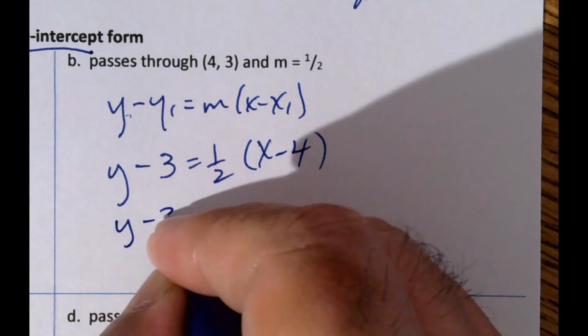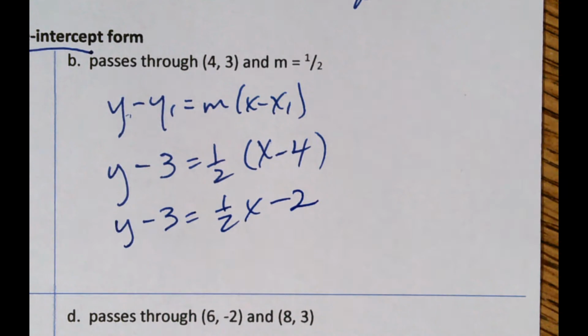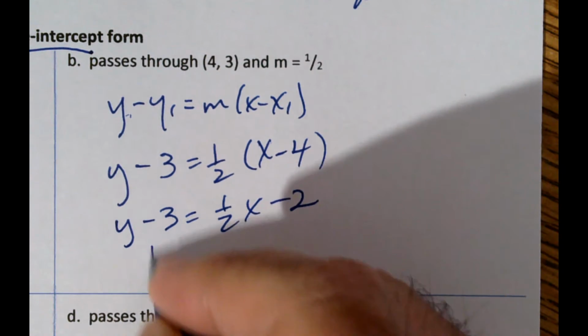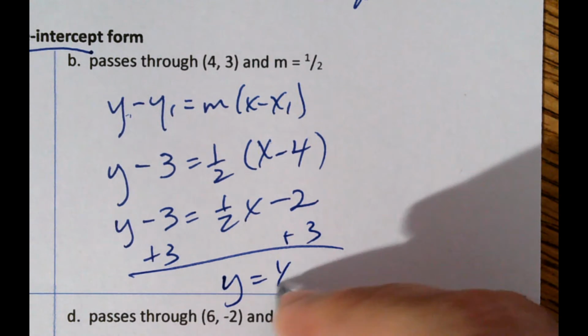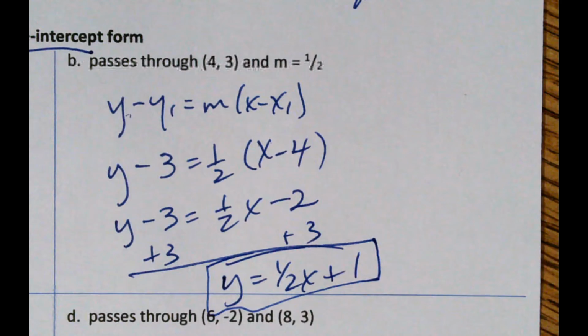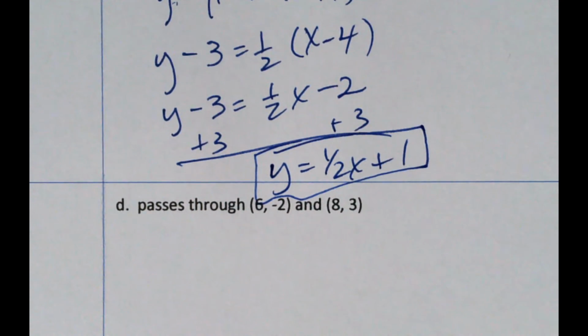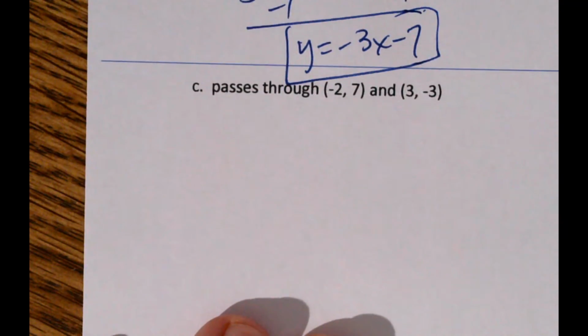Y minus 3 equals half x, and half of 4 is 2. Add 3 to both sides. You get y equals half x plus 1, and there's my answer. All right, y equals half x plus 1. Moving on to C.